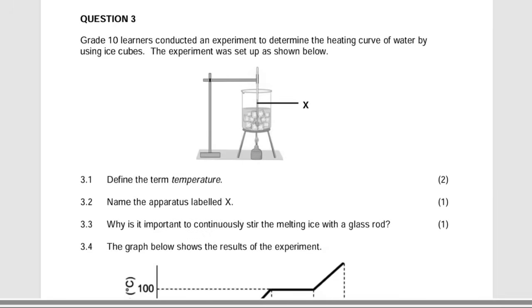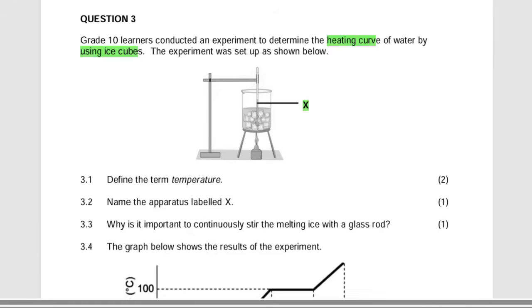Now moving on to question number 3. The grade 10 learners conducted an experiment to determine the heating curve of water by using ice cubes. So we're focusing on the heating curve of water by using ice cubes. Then the experiment was set up as shown below. So we have these apparatus there. I think X is going to be our thermometer, and let's go through everything.